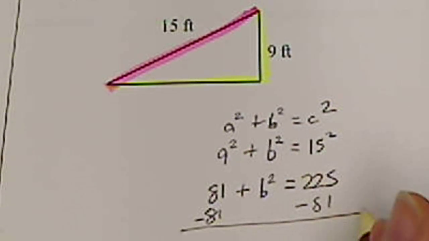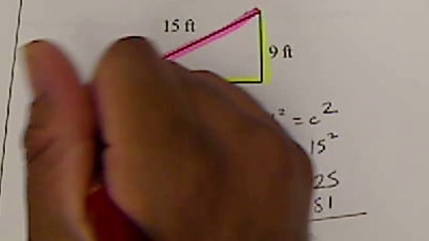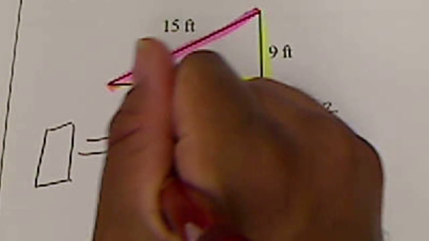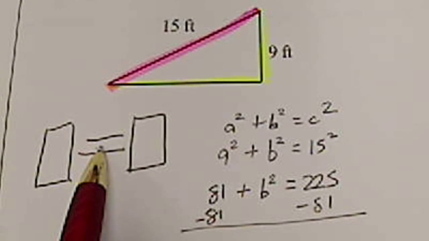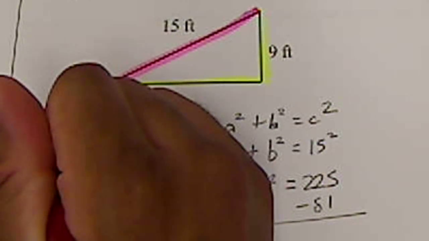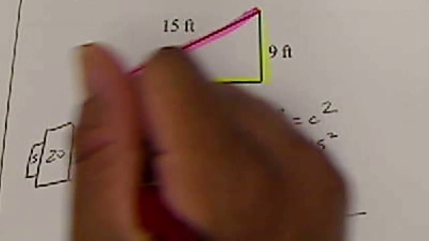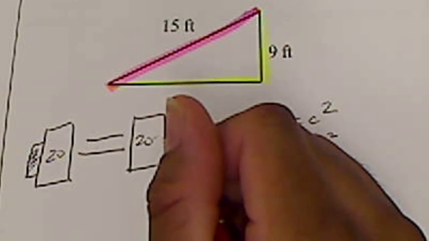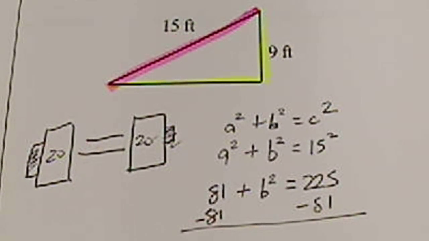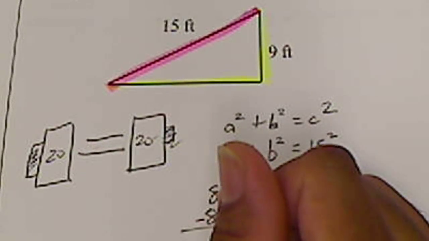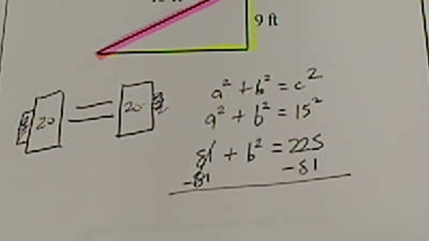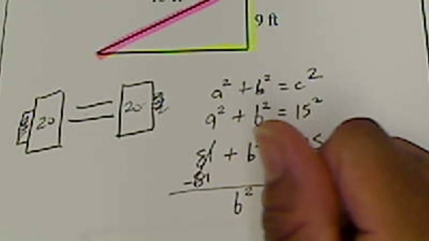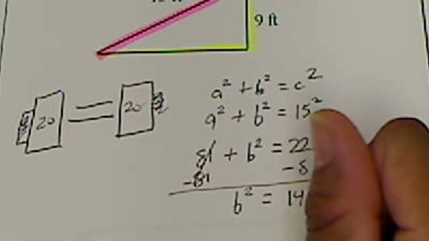Remember, when I think about equations, I think about weights. Here goes my bar, equal sign, and here go my weights. So if I take off, let's say this is 20, this is 5, this is 20, this is 5. If I take off 5 over here, I have to take 5 off over here to make that bar equal. Because if it's not equal, that weight will tilt over and hurt you. So I think about it the same way. So now 81 minus 81 cancels out. So that leaves me with b squared equals 144.